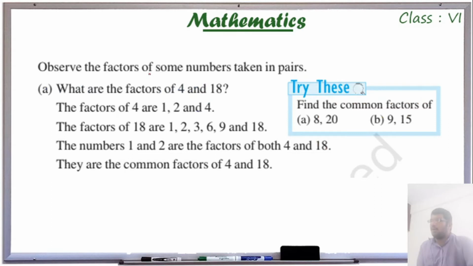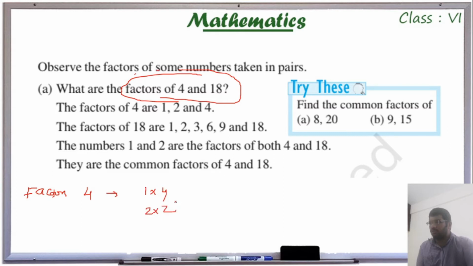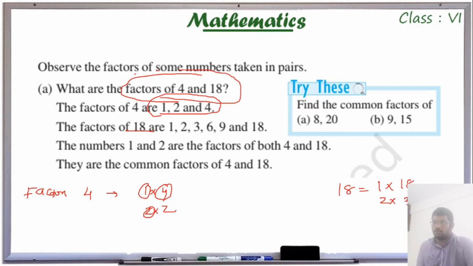Now, the factors of 4 and 18. How to find the factors of 4 and 18? First I am finding the factors of 4. The factors of 4 are 1 into 4, 2 into 2. So the factors of 4 are 1, 2 and 4. And the factors of 18: I can represent 18 as 1 into 18, 2 into 9, 3 into 6. So 1, 2, 3, 6, 9, 18 are the factors of 18.